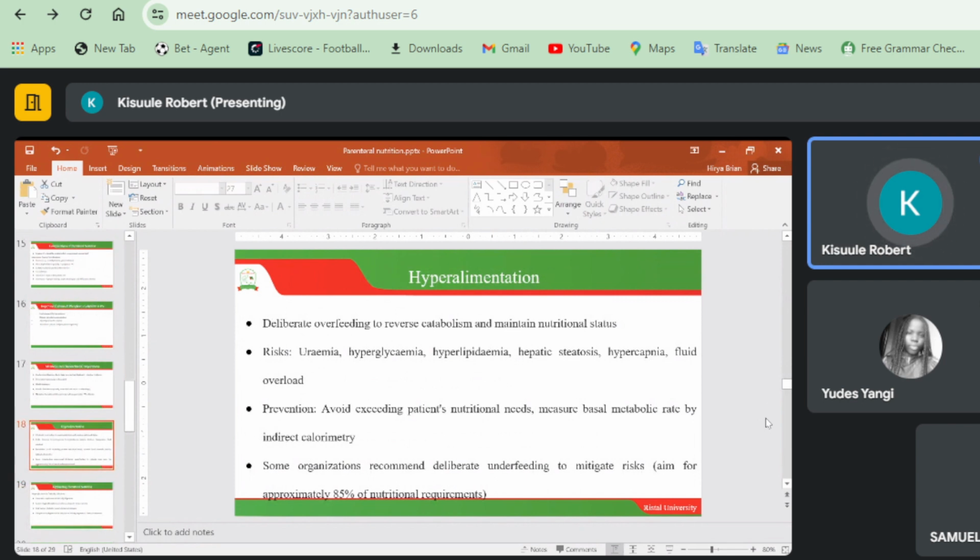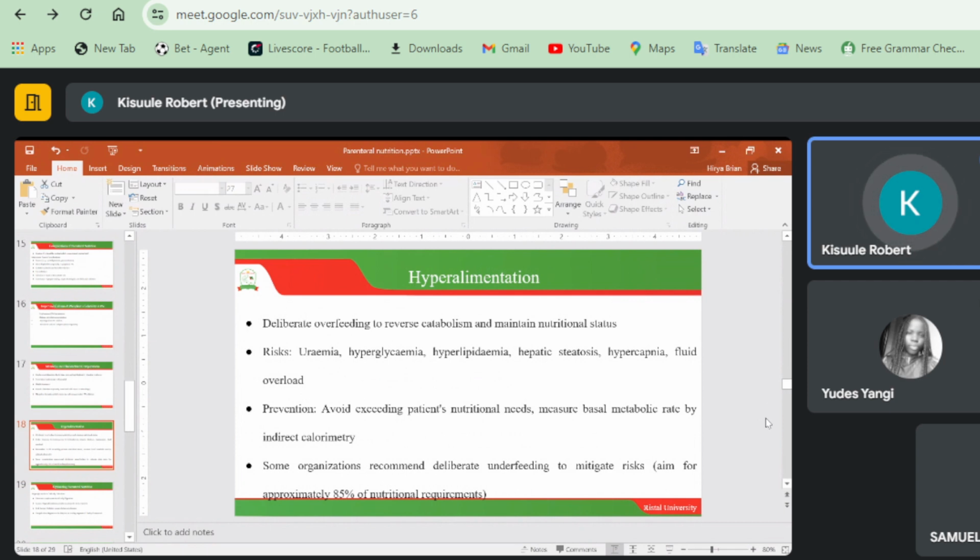So what is hyperalimentation? Here we are looking at the deliberate overfeeding to reverse catabolism and maintain the nutritional status. So what are the risks? We have uremia, hyperglycemia, hyperlipidemia, hepatic steatosis, hypercapnia, and fluid overload. And how do we prevent this? By avoiding exceeding the patient's nutritional needs. We measure the basal metabolic rate using indirect calorimetry.